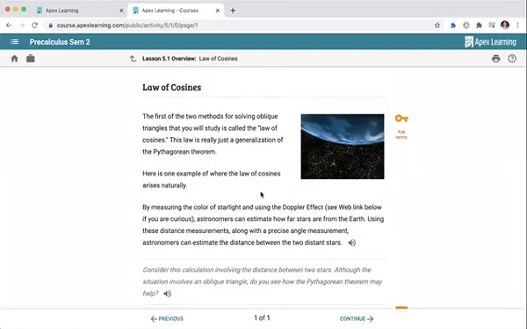They're talking here about this thing called the Doppler effect, and it's measuring colors of stars.